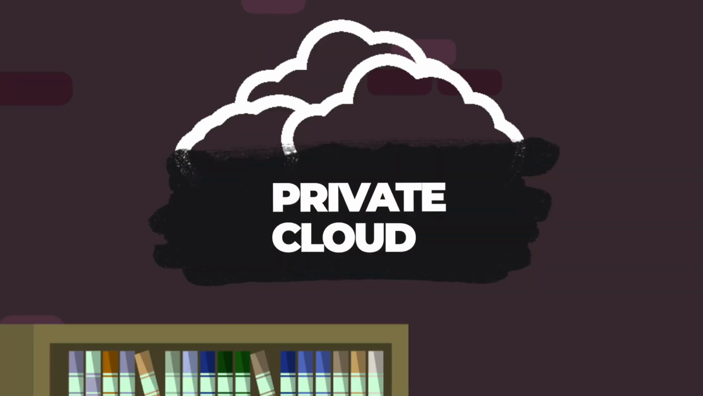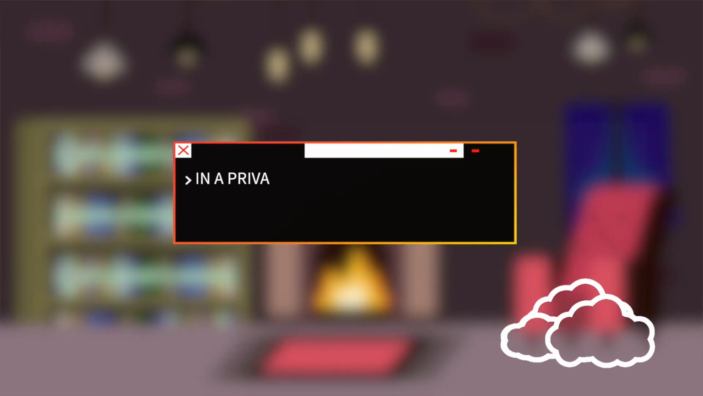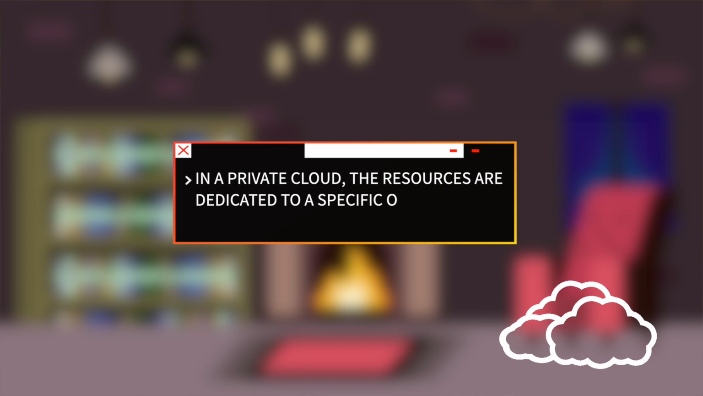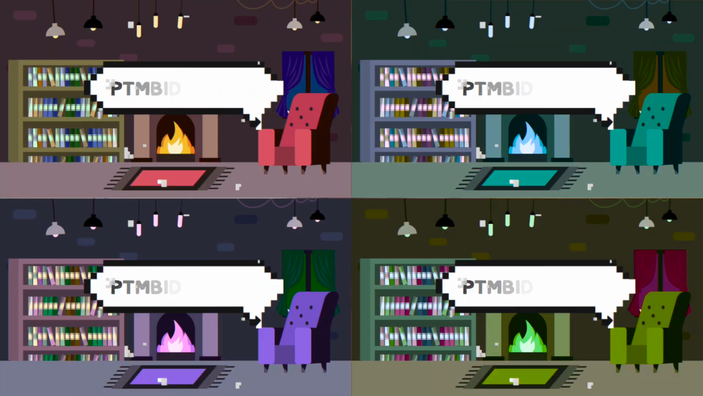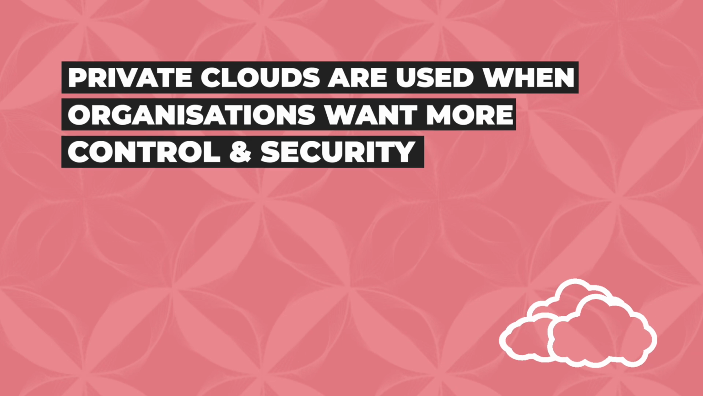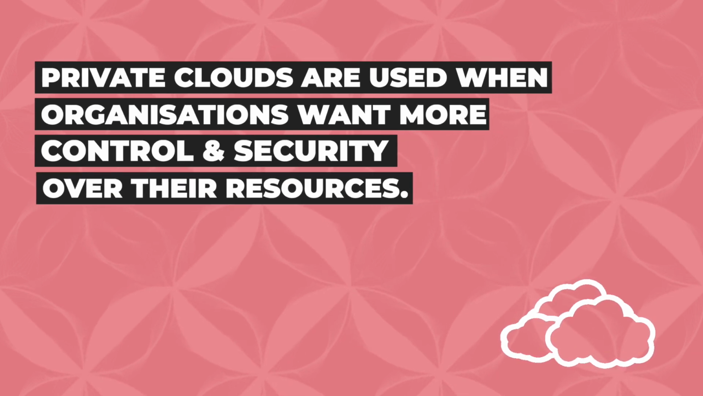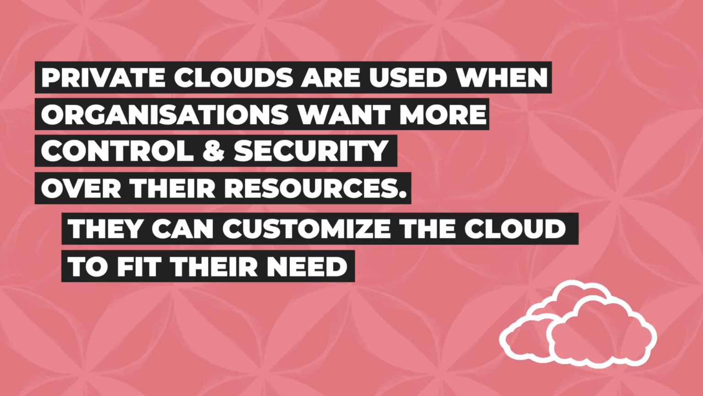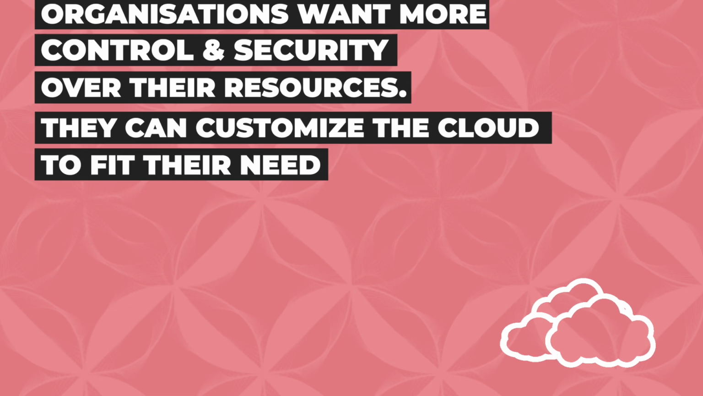Private cloud. Imagine having your own personal library at home. In a private cloud, the resources are dedicated to a specific organization, like a company or a school. It's like having your own library that only you and your family can use. Private clouds are used when organizations want more control and security over their resources. They can customize the cloud to fit their needs.